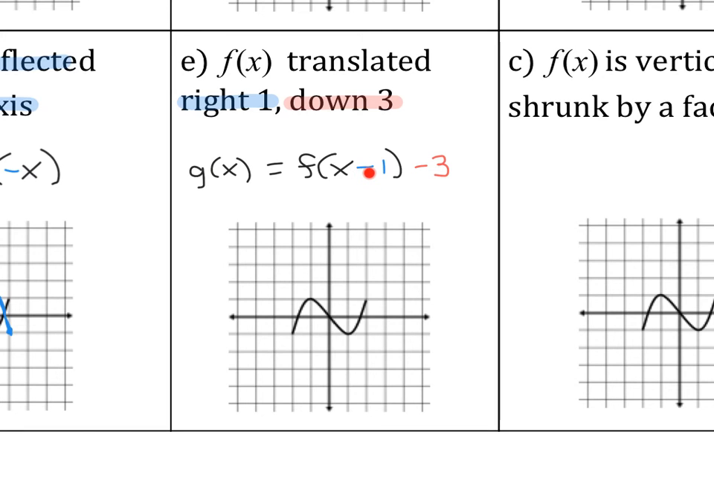So this caused our graph to go right 1. This causes our graph to go down 3. So pick your points that you know, and we're going to move each point to the right 1 and then down 3. So right 1, down 3, right 1, down 3, right 1, down 3. And here's our translated graph.